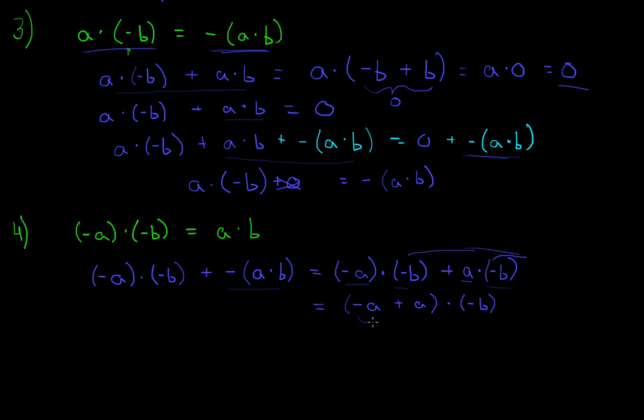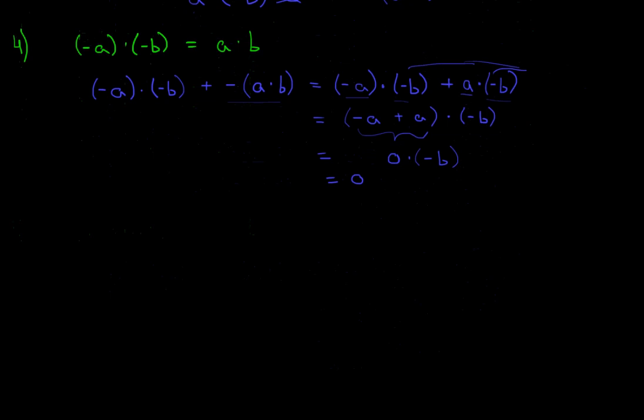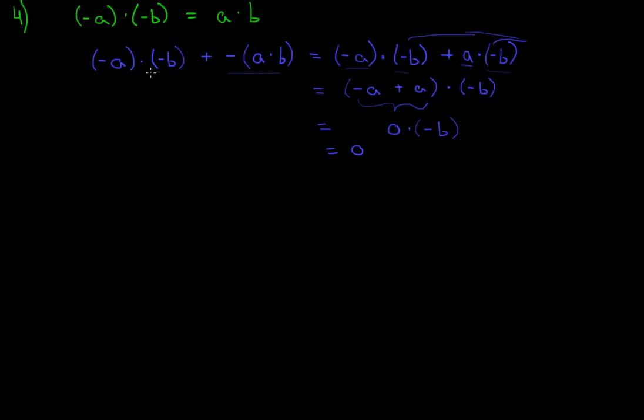Now, this is, again, just 0. We've taken an element and added its additive inverse to it. That gives us the additive identity. And we still have this negative b here. But as we know, 0 times any element is just 0. This is 0. Let me scroll down. So we have negative a times negative b plus negative a times b is equal to 0.